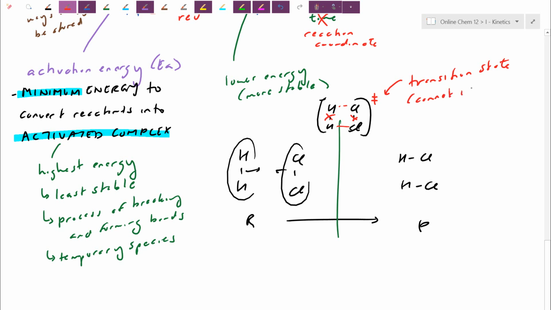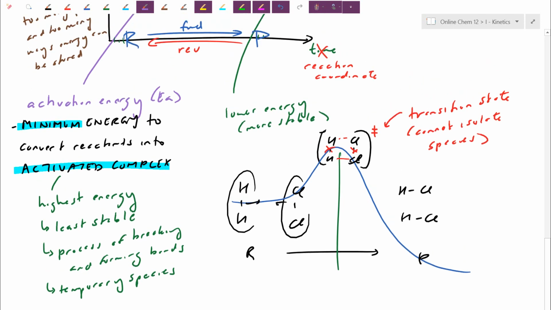You cannot isolate this species. You cannot collect a sample where the bonds have broken and the new bonds are just in the process of forming. You can collect the reactants, where the bonds have already formed. You can collect the products after the new bonds have formed, but you cannot collect this transition state, which is the highest spot on this potential energy diagram. So the activation barrier or activation energy is the energy needed to create this guy. It is very high energy, very low stability, and temporary because it's just in the process of breaking and reforming bonds. Right? So that one there labels this activation barrier, this EA.